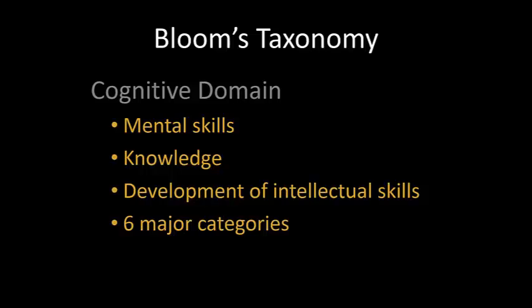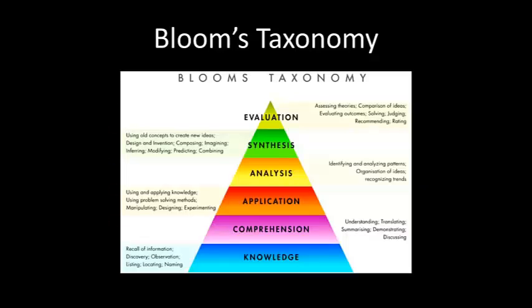And here you're interested in student learning relating to mental skills. What types of knowledge are you providing to your students to learn? You're looking at how they develop their intellectual dexterity. Bloom's taxonomy typically falls into 6 different categories. And today we'll talk about one of those, which happens to be the lowest category, that of knowledge.